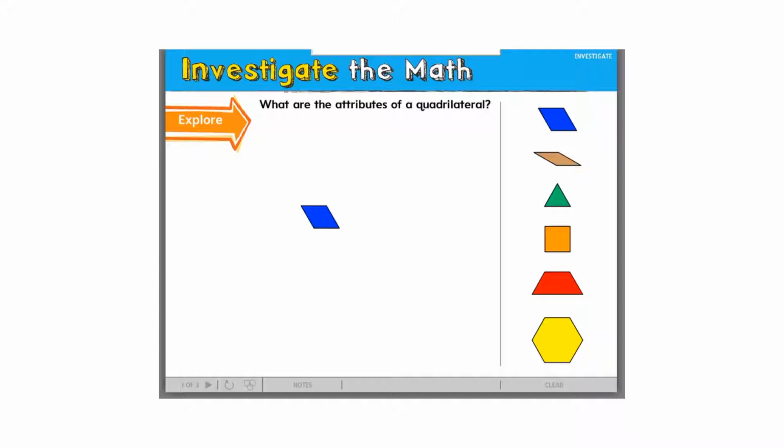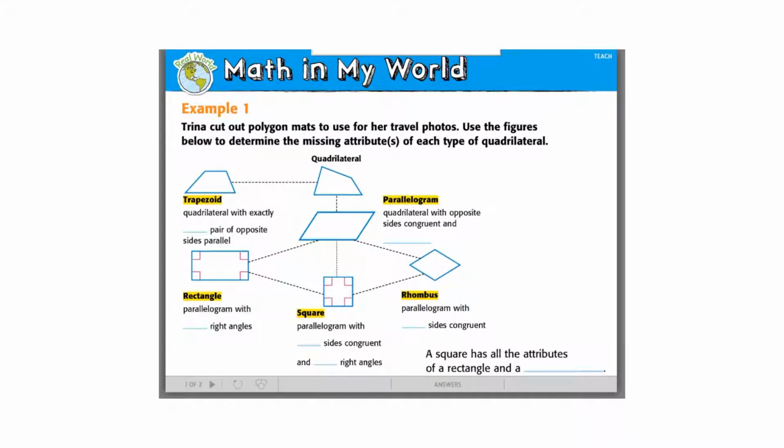Can it be called a square? No, because there's no right angles. Can't be called a rectangle because no right angles. Can't be called a trapezoid because there's more than one pair of parallel sides. This has 2 sets of parallel sides, and a trapezoid can only have one. So if we're reading about this shape, do you see all the little lines?